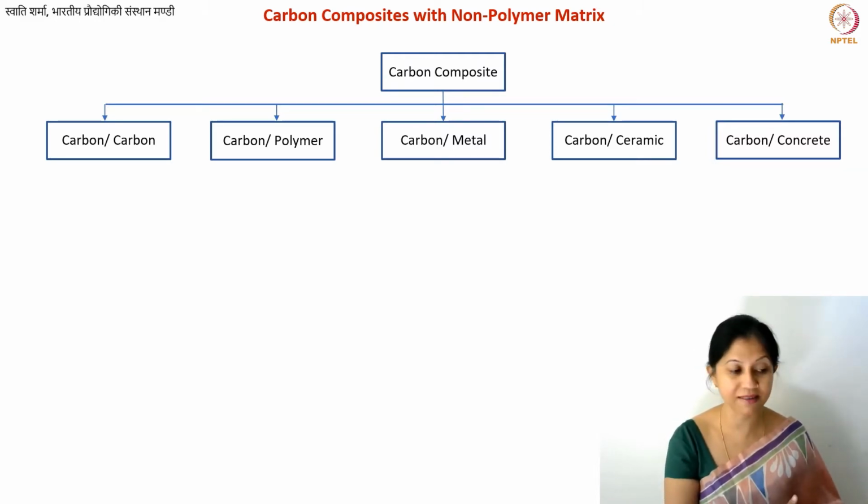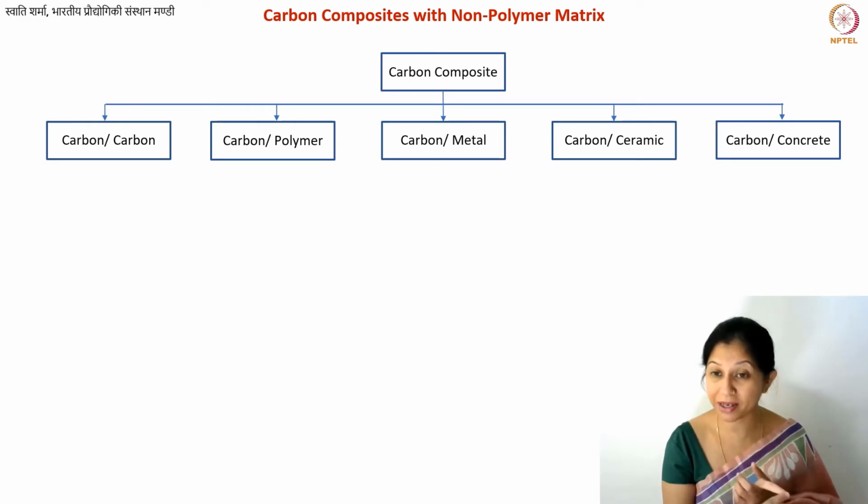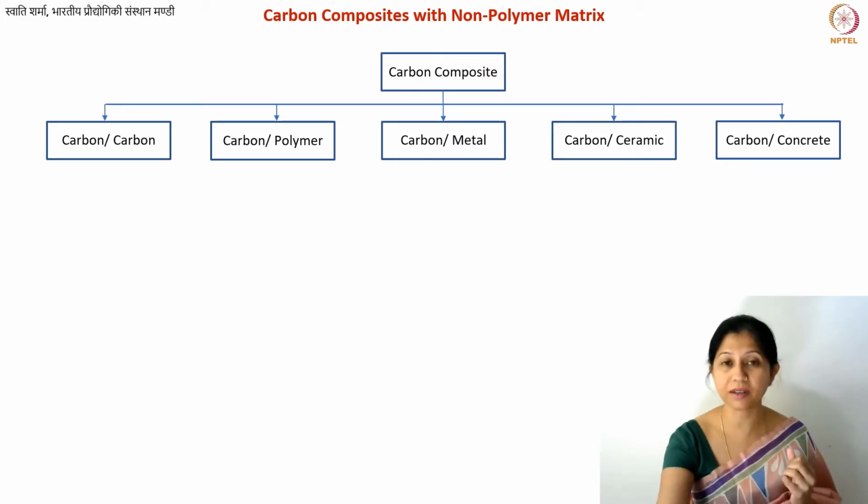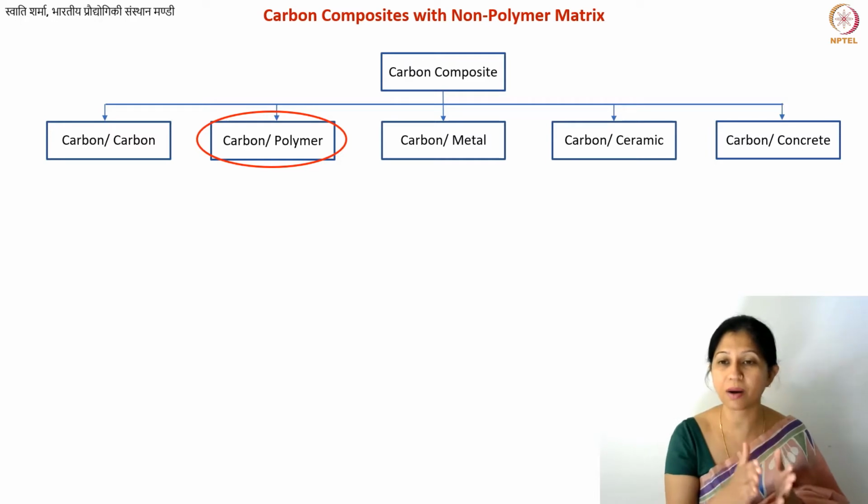If you think about the classification of carbon composites, there are so many different types. For example, instead of a polymer matrix, you can also have just a carbon material as the matrix. You can also have a metal matrix, ceramic, or concrete as matrix. In fact, carbon reinforced concrete is a very important industrial structural engineering material. So there are all of these materials. What we have learned till now is just carbon fibers inside a polymer matrix.